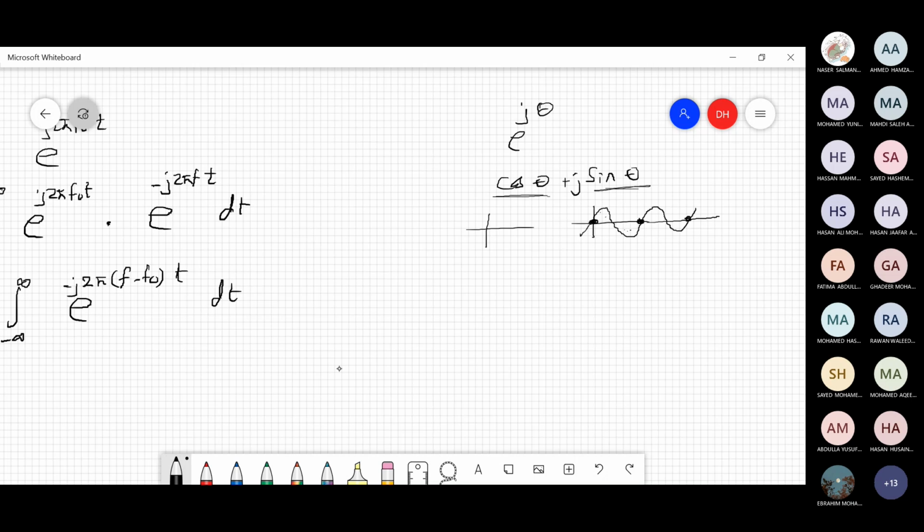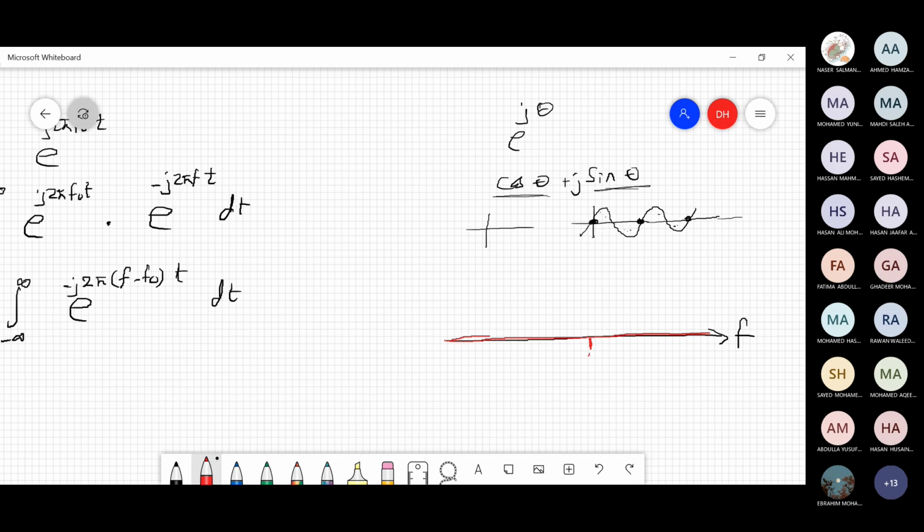Similarly, for the second one, equal to 0. Third one, equal to 0, and so on. So then this one is always equal to 0, except when f is equal to f naught.